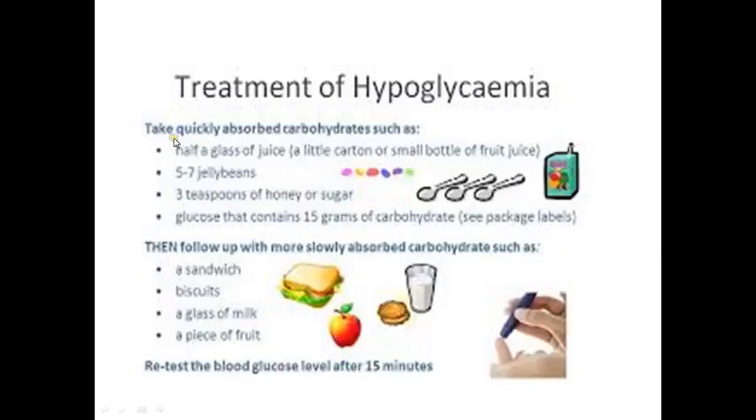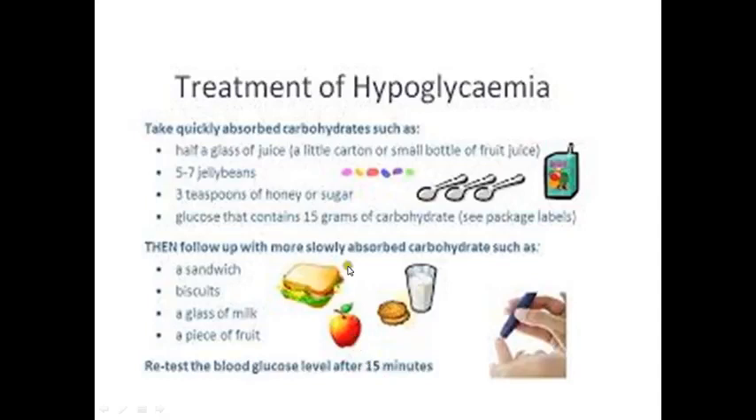So treatment of hypoglycemia: take quickly absorbed carbohydrates such as half a glass of juice, a little carton or small bottle of fruit juice, 5 to 7 jelly beans or sweets, 3 teaspoons of honey or sugar, glucose that contains 15 grams of carbohydrate. ठीक है, so 3 teaspoons of sugar or honey in water you can dissolve and can give it. Follow up with more slowly absorbed carbohydrates such as a sandwich, biscuit, a glass of milk, a piece of fruit. Retest blood glucose after every 15 minutes.